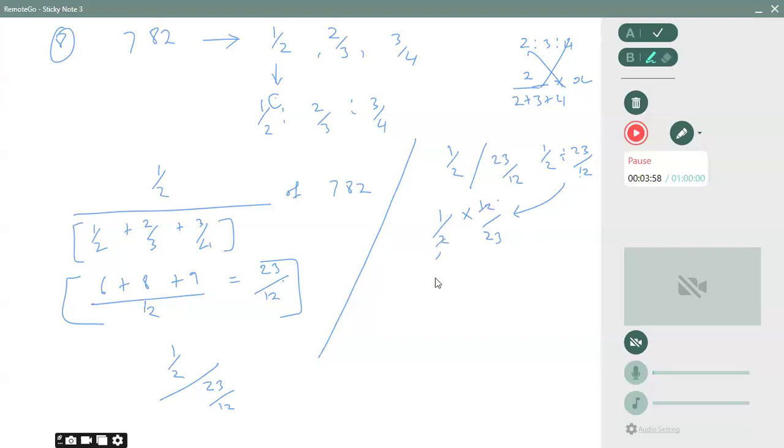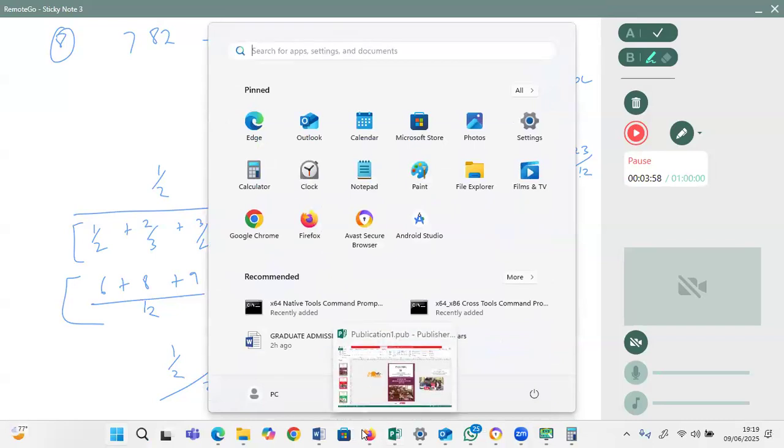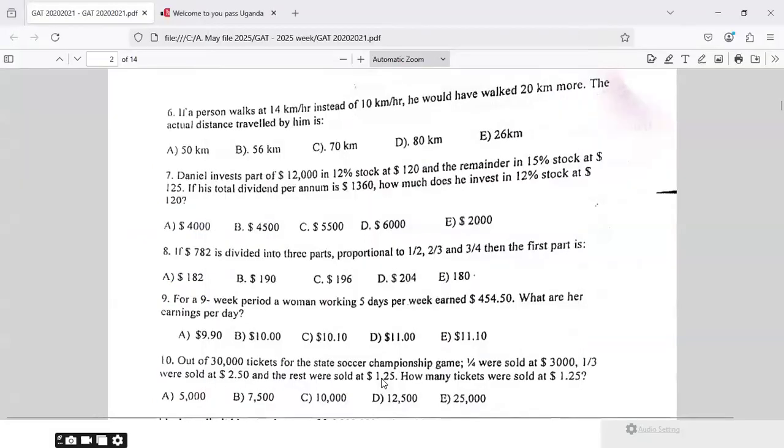So 1 by 2, 6. So it is 6 over 23. So 6 over 23 of 782, what is the answer? Somebody give us the answer. It is 204. So let's see, do we have 204 among our solutions? Yeah, I think we have it. It is part D.